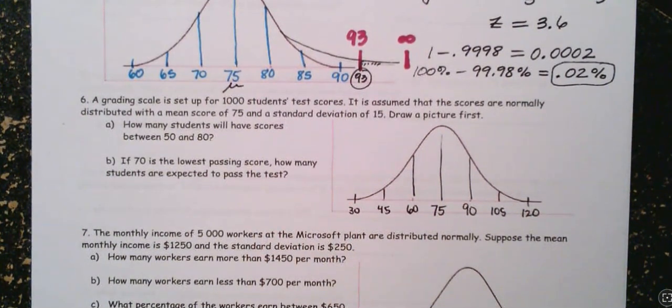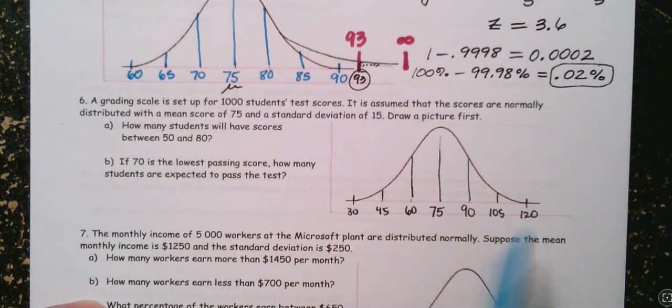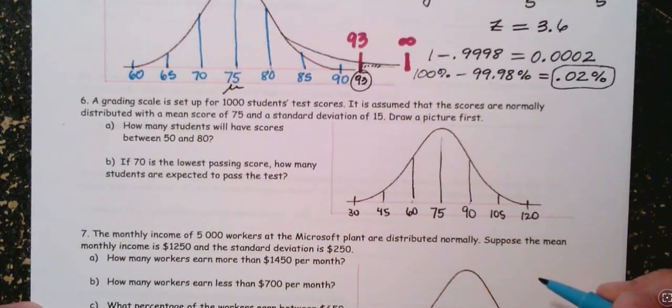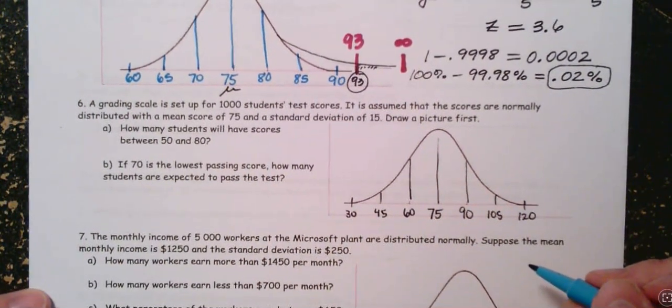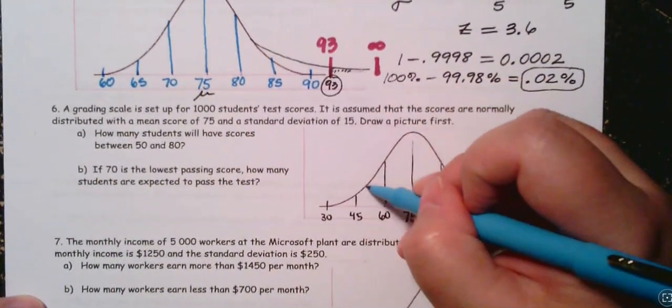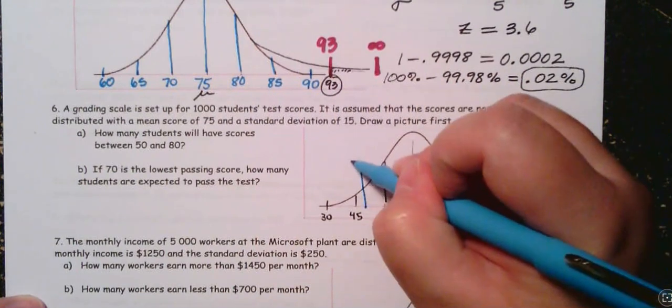How many students will have scores between 50 and 80? 50 and 80 are not numbers that are on this x-axis. They're not right at 1 standard deviation or 2 standard deviations. So that means I can't use the empirical rule. It means I have to use the z-score table or the calculator. I'm going with calculator this time. So here's 50.